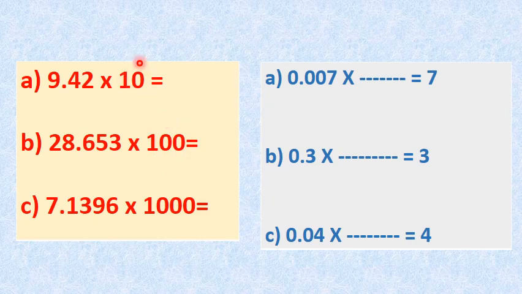So over here 10, it means we have to move the decimal point one place. Where? To the right. 2 zeros means 2 places to the right. 3 zeros means 3 places to the right.